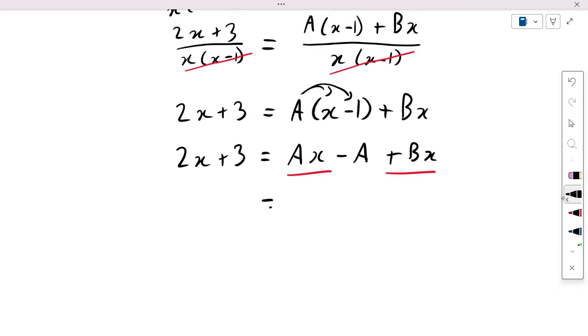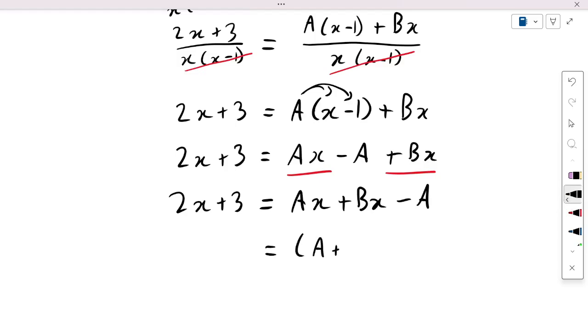So I rather want to first do it like this. You can write it as ax plus bx minus a, so that you can get the x's right next to each other. Okay, so now you can take out a common factor like this. It's going to be a plus b into x minus a, equal to 2x plus 3. And also, I just want to let you know, a and b are constants in our case over here.